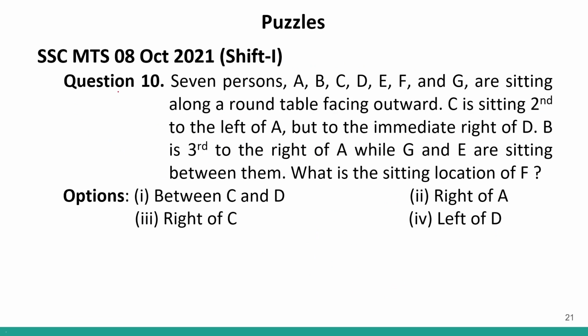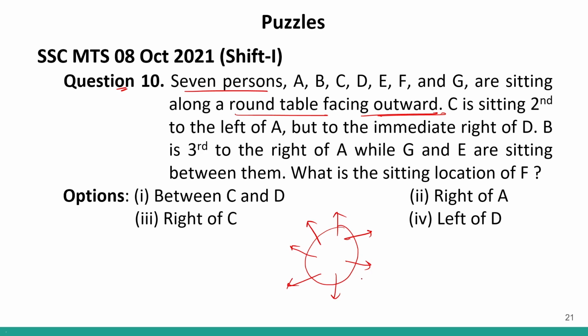Coming to question number 10. Question number 10 says that there are 7 people A, B, C, D, E, F and G that are sitting around a round table facing outwards. Outwards means away from the center. So 7 people facing outwards. 1, 2, 3, 4, 5, 6 and 7.